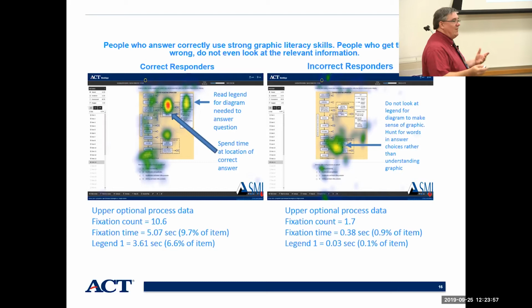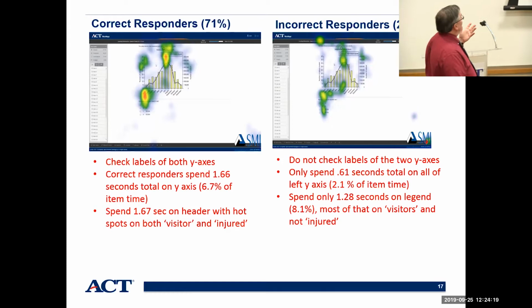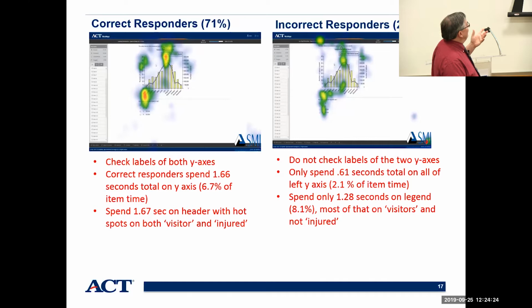So, thinking about how assessment can lead to ACT being an education company, we can pass this information on to other groups. Again, this is where the important information is found, these two spots, and incorrect responders don't even look. So we can draw these conclusions about it. Now, again, doing this one real quickly, they don't look at the axes. We've got all these percentages of time spent. And not only did they look at the header, they looked to see which one was the line and which one was the bar graph, because they looked at both parts of the legend. That's really important if you've got one of these composite graphics.